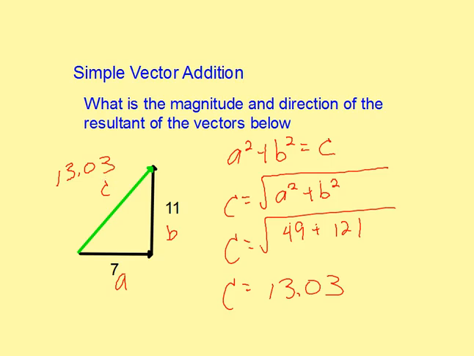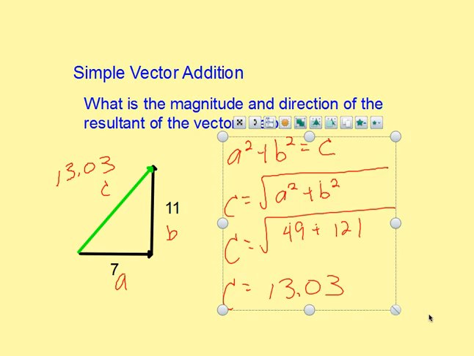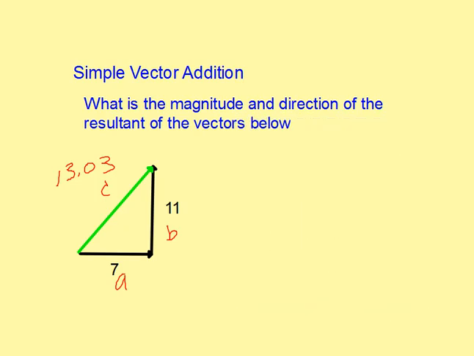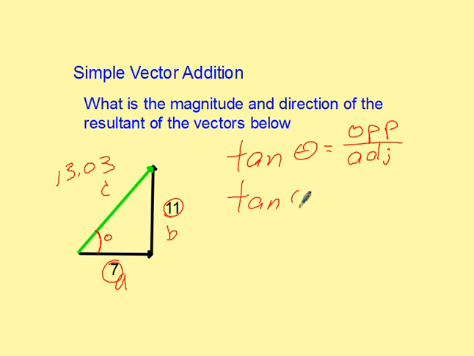Now, we need to find the direction of the resultant vector also. So let me make a little room. Since this vector is pointing this way, we need to find this angle right here. And we can do that using these numbers that we already have. So let's say that tangent theta is equal to opposite over adjacent. We put that in our notes the other day. So tangent theta is going to be equal to 11 divided by 7.